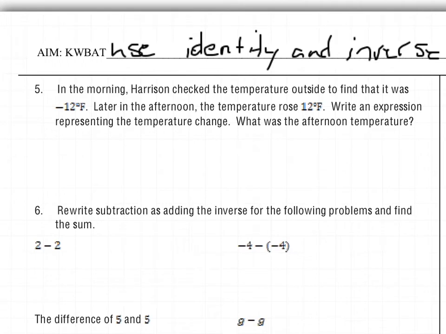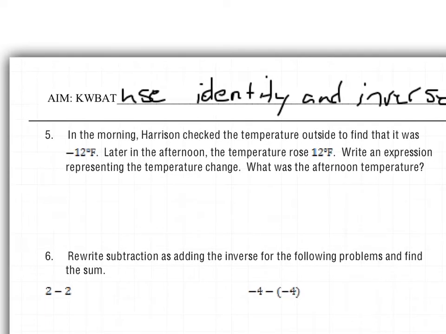So looking at this first question, it says, in the morning, Harrison checked the temperature outside to find that it was negative 12 degrees. Later in the afternoon, the temperature rose 12 degrees. Write an expression to represent the temperature change. What was the afternoon temperature? All right, so quickly write down that expression. And this should be pretty obvious to us that this is negative 12 plus 12. And so that when we think about this, we know that that means that the afternoon temperature is going to be 0 degrees.